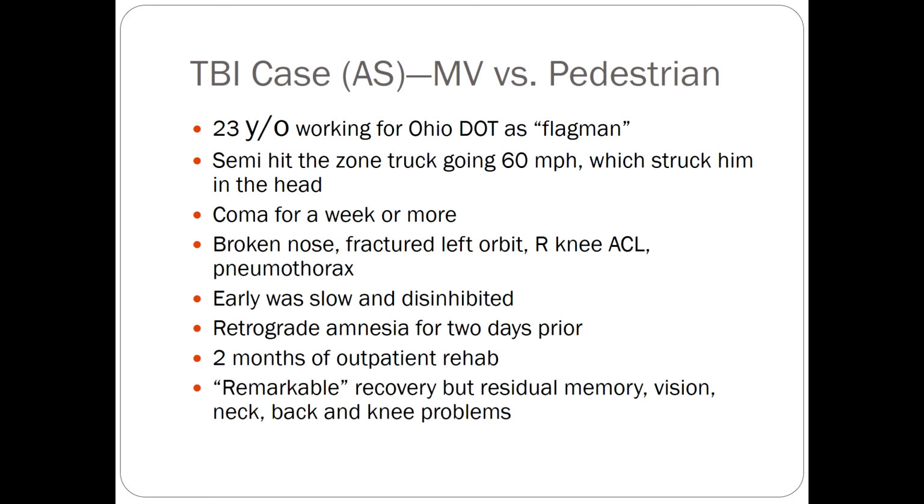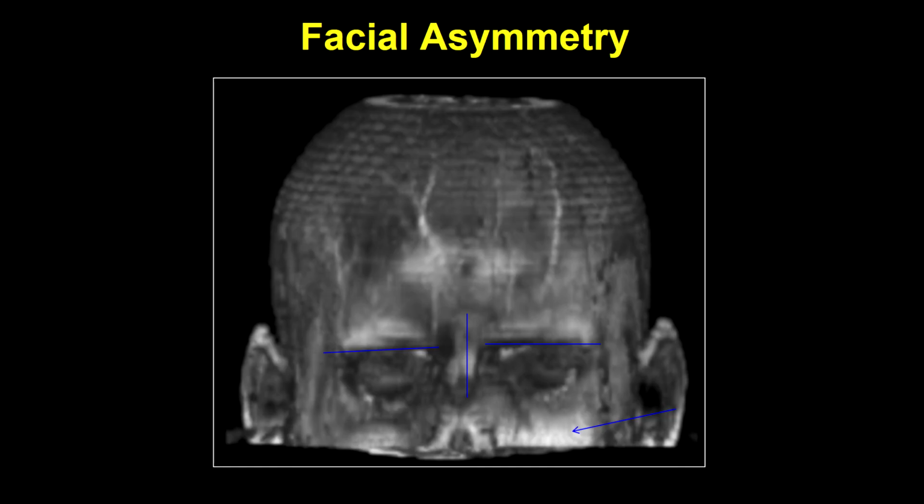pneumothorax in his lung. Early on, he was very slow and disinhibited. He had a significant retrograde amnesia for 2 days prior to the injury, so he couldn't remember anything that happened 2 days prior to the injury, which indicates a more significant injury. He had 2 months of outpatient rehab, and then he had what his fiance called a remarkable recovery, but he did have residual memory, vision, neck, back, and knee problems.